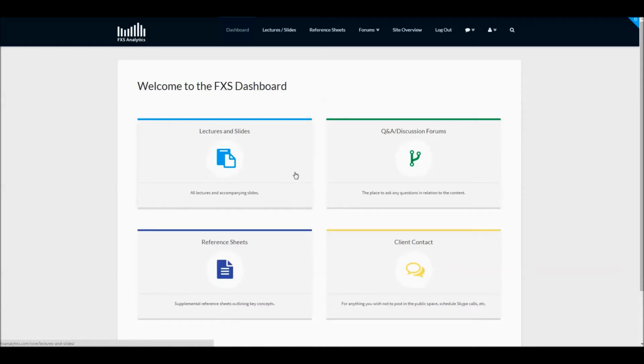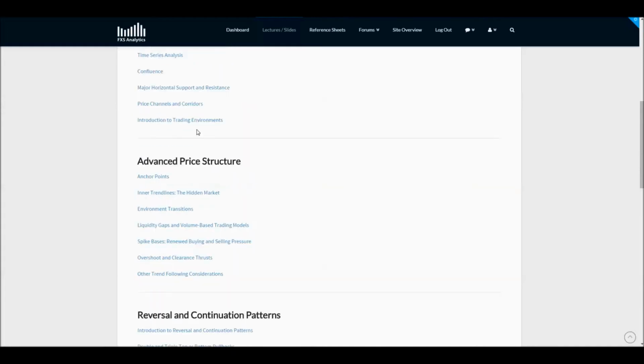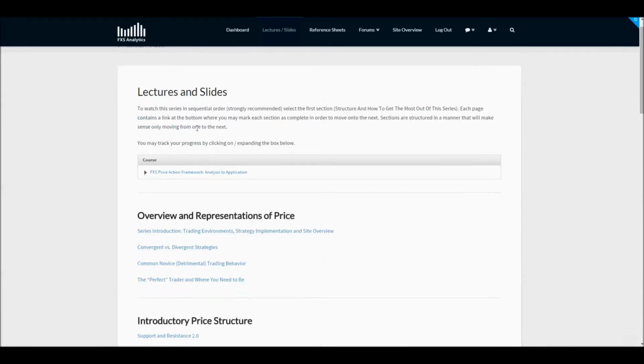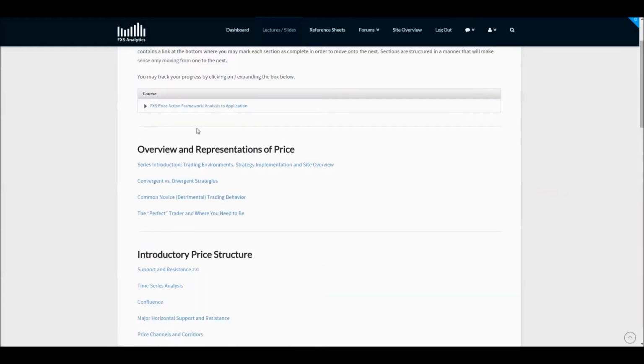Lectures and slides is probably the main section. Here you see all the material. This is where you have all the videos, as well as all the slides. And really this goes through the whole gamut, right? We're starting with overview and representation of price, starting with very much beginners.